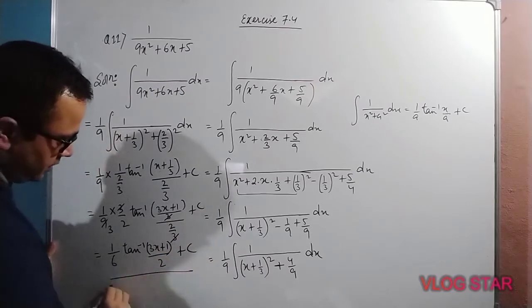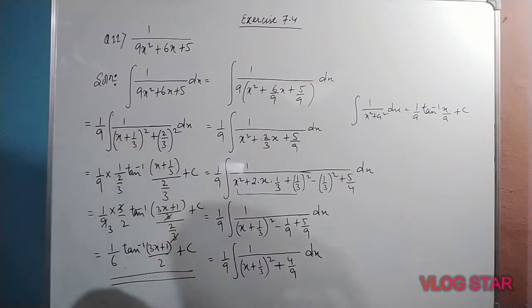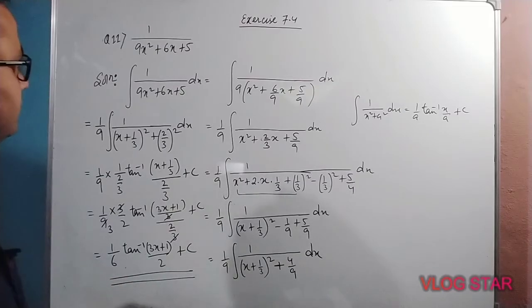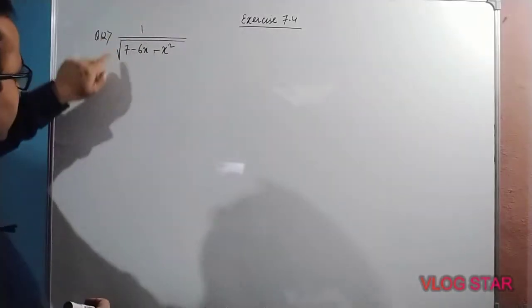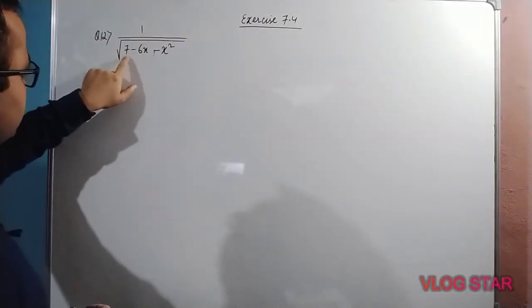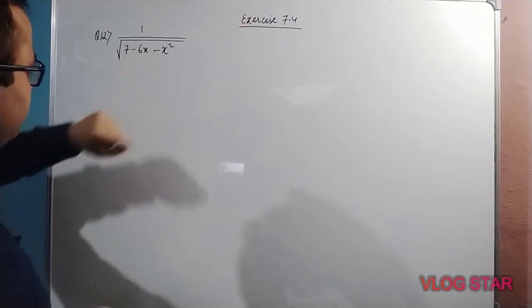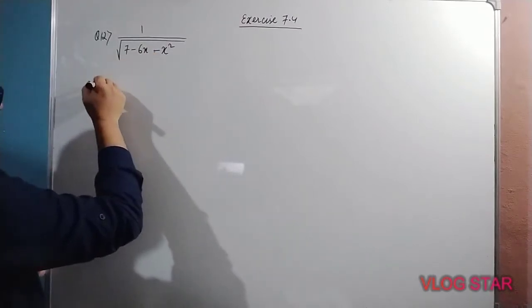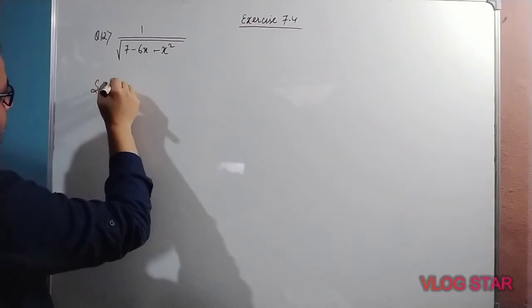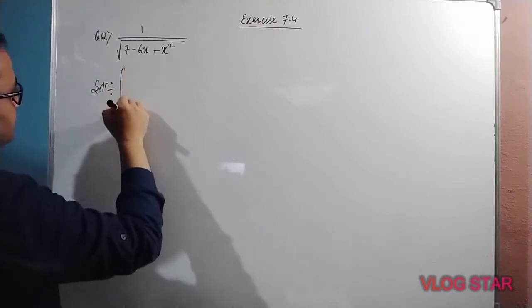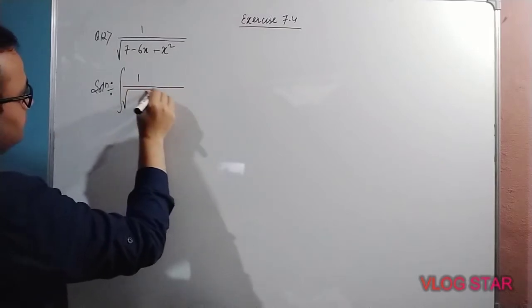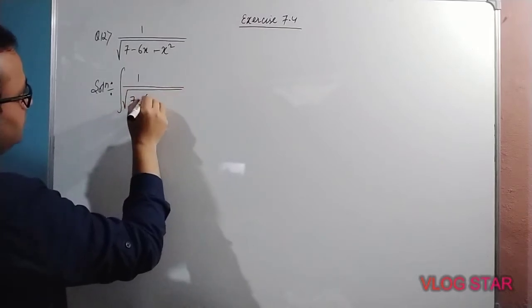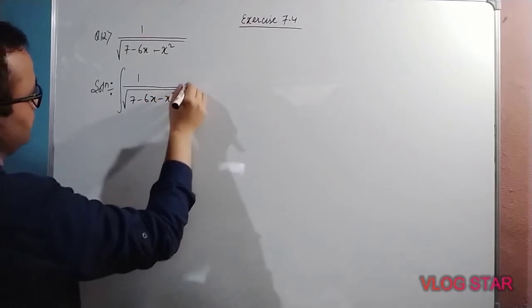Now this is the answer of question number 11. Okay, move to question number 12. Question number 12 is 1 by root under 7 minus 6x minus x square. So first we'll write in integration solution. Integration of 1 by root under 7 minus 6x minus x square dx.